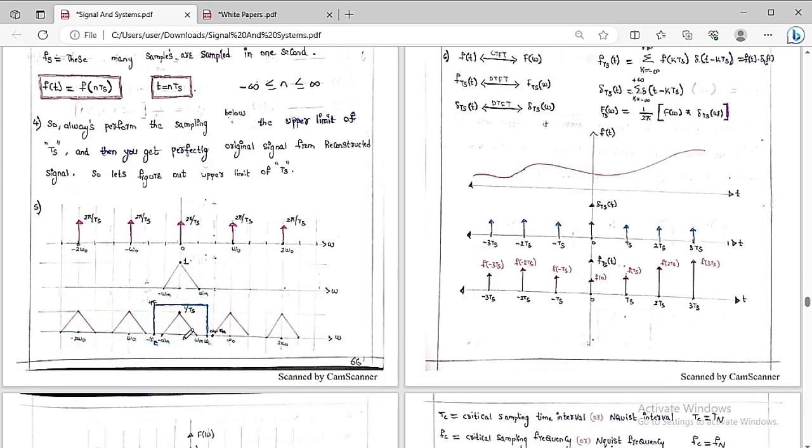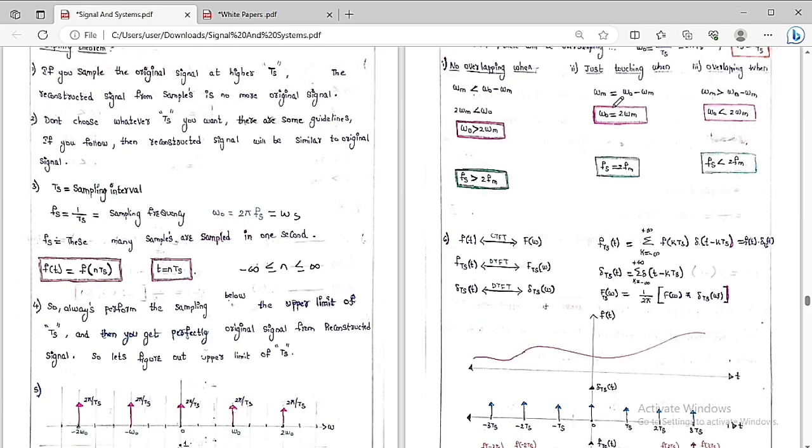Suppose just touching, when? These two graphs are going to touch when omega naught minus omega m is equal to omega m. So omega m is equal to omega naught minus omega m. If you simplify, we are going to get omega naught is equal to 2 omega m. Omega naught is 2 pi fs, and omega m is 2 pi fm. So we get fs is equal to 2 fm.